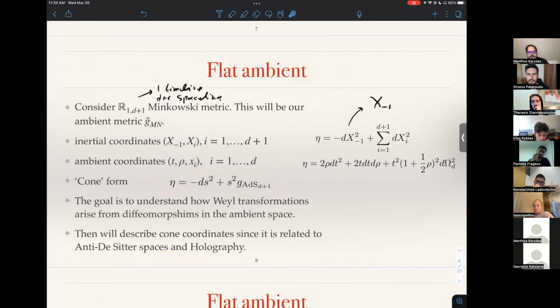Sorry, Manthos, I have a question, sorry to interrupt, but maybe it's a naive question. The moment you're fixing the metric to be a Minkowski metric, exactly at this moment you're breaking the diffeomorphism group. So I'm a little bit confused. How can you understand the effect of the diffeomorphism group on the embedding metric? Because you're breaking it. So is it correct?